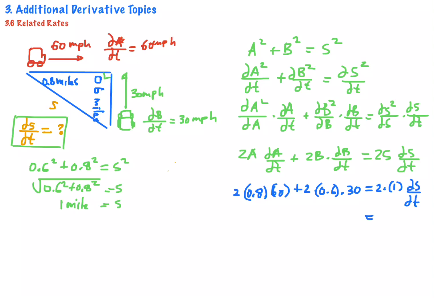Okay, so then we'll get 96, and then added to 36, equals 2 ds over dt. 96 plus 36 is 132, divided by 2, so we'll get 66 feet per, sorry, not feet again, I got it wrong, 66 mph. Yeah, so that's the rate.